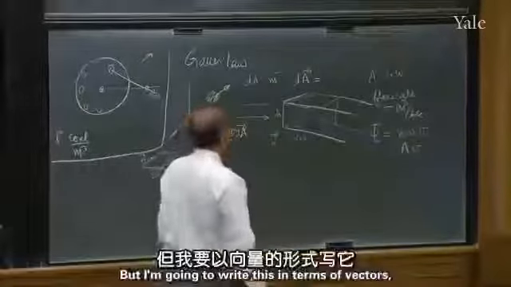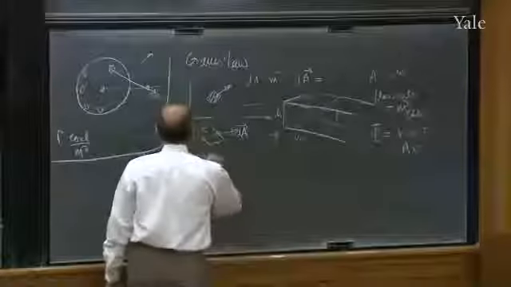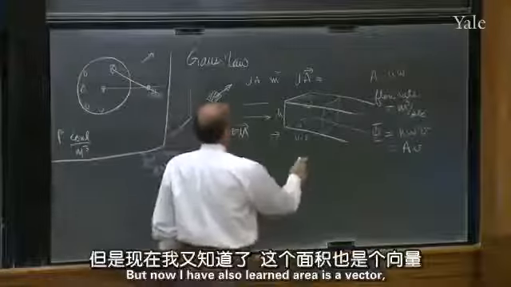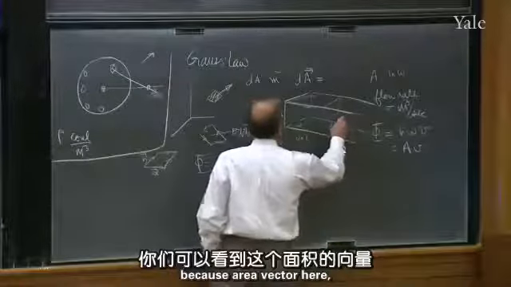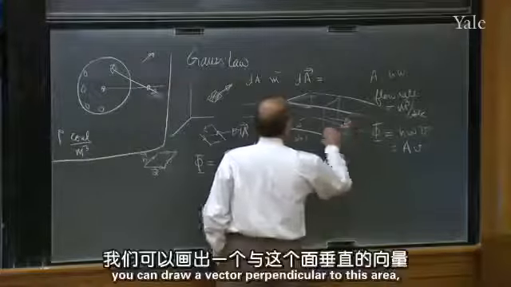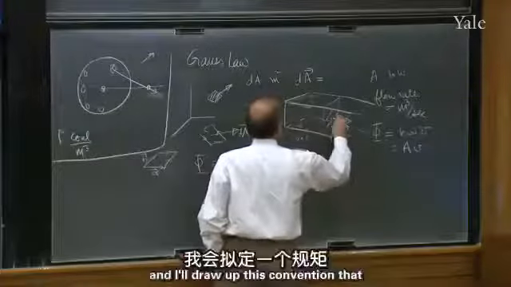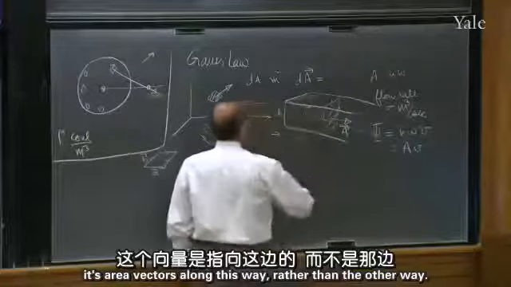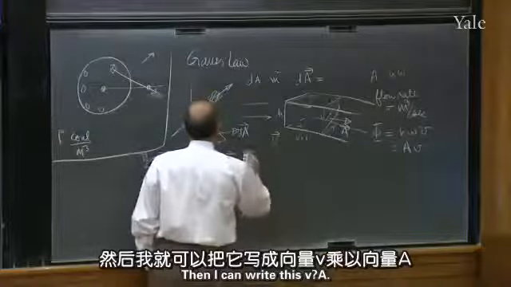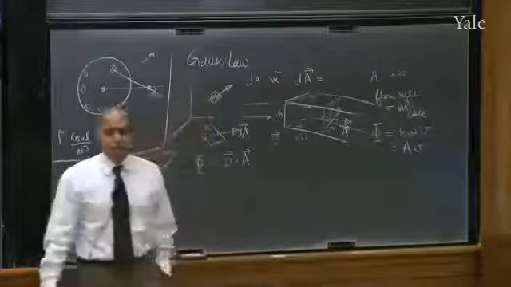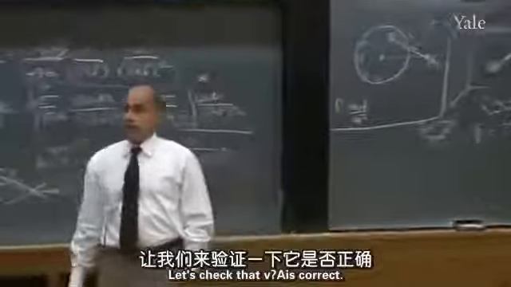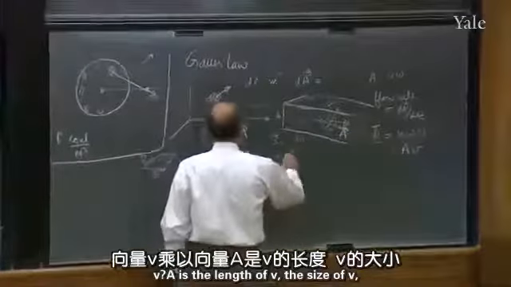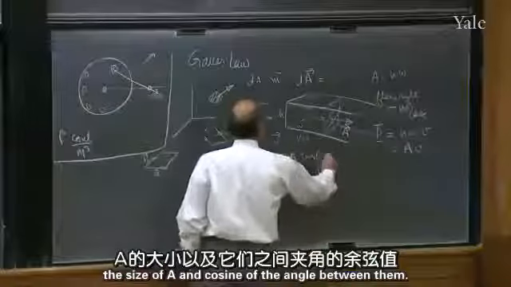But I'm going to write this in terms of vectors, because I know the velocity is a vector. But now I have also learned area is a vector, because for the area you can draw a vector perpendicular to it, and I'll adopt the convention that the area vector points this way rather than the other way. Then I can write it as v dot A. Let's check that v dot A is correct. v dot A is the size of v, size of A, and cosine of the angle between them.